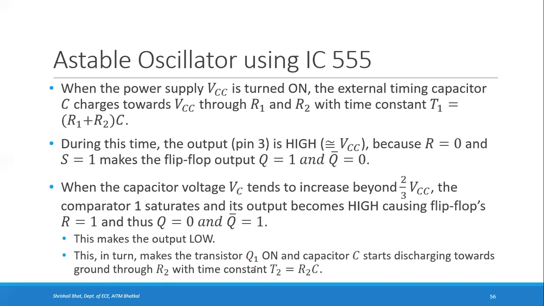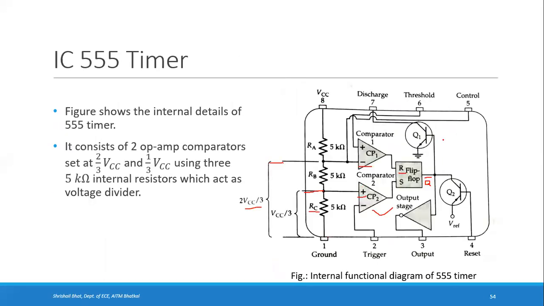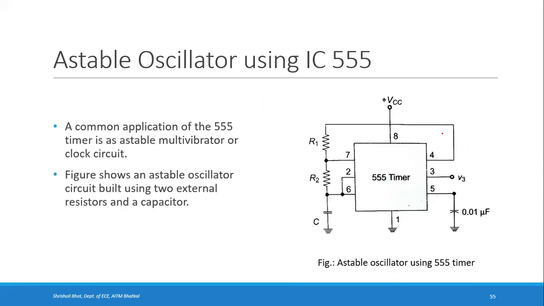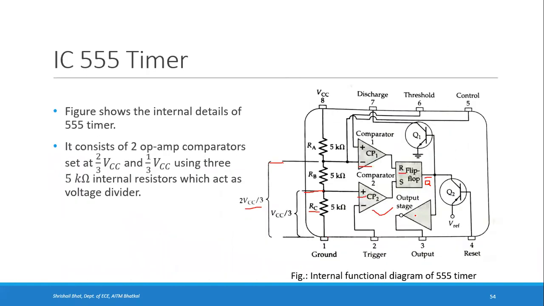This in turn makes the transistor Q1 on. If the base is connected to 1, this transistor turns on, and capacitor C starts discharging towards ground through R2 with the time constant T2 that is equal to R2 into C.